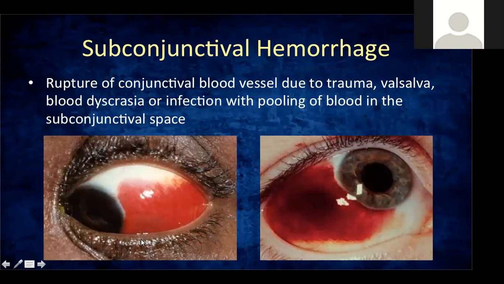Okay. Subconjunctival hemorrhage, sometimes it's just benign. Most of the time, it's related to trauma, to hypertension, to blood dyscrasias, infections, maybe even a Valsalva. Okay? So blood collects between the conjunctiva and the sclera.